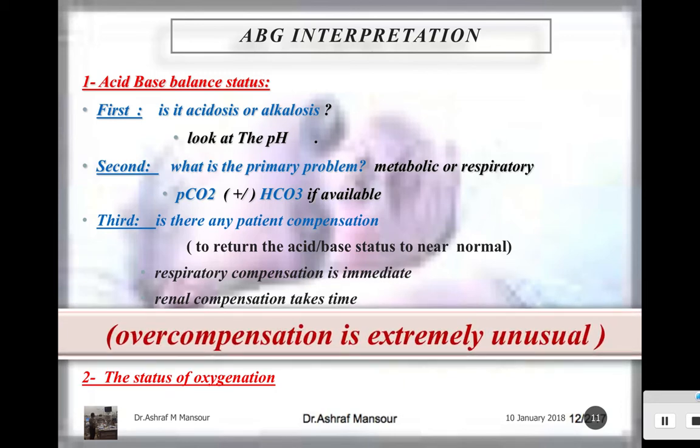When you are judging about the compensation, you have to put this rule in your mind that overcompensation is extremely unusual. Overcompensation is extremely unusual. So if you saw the pH is acidotic, it is extremely unusual to be a primary metabolic and from the overcompensation become acidotic.